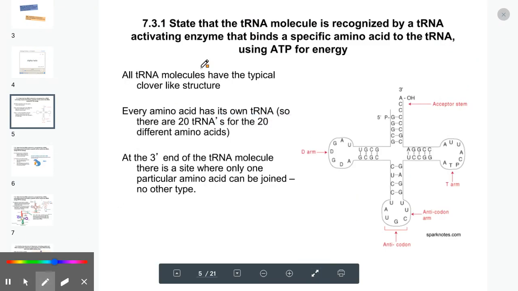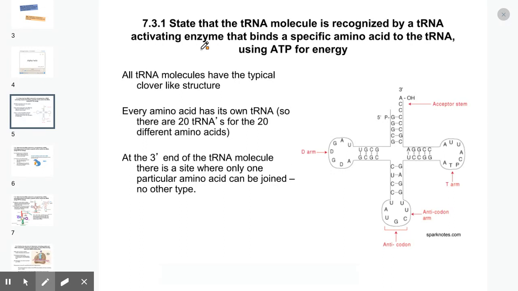In 7.3.1, IB would like us just to know that transfer RNA, also known as tRNA, is activated by an enzyme whose job it is to attach the amino acid to the top of this thing called the acceptor stem on transfer RNA. And it uses ATP. So we're going to be talking about this in 7.3.1.